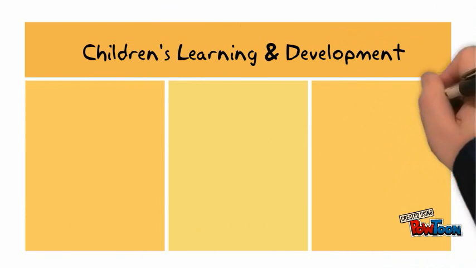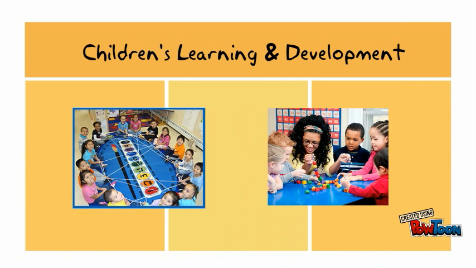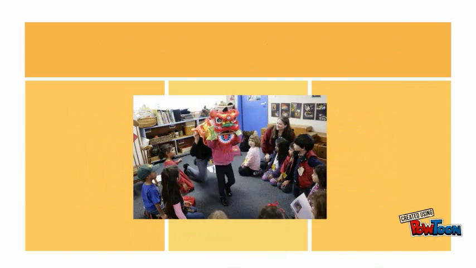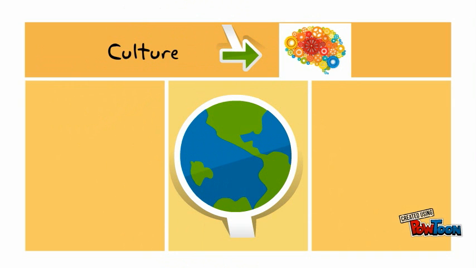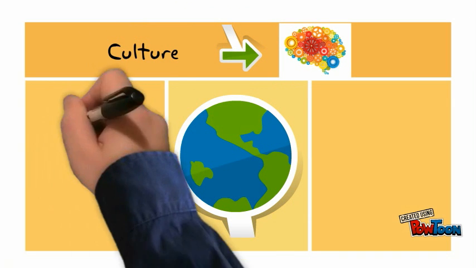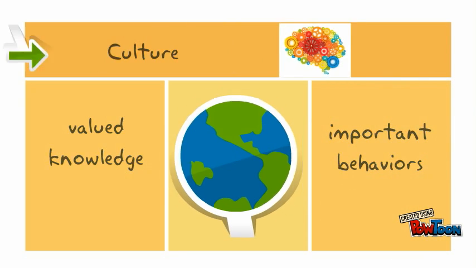In young children, we see stages of learning and development present themselves through the ability to make connections and construct patterns. We also know that culture shapes our interactions with the environment. Culture tells our brains what part of the world to attend to, what types of knowledge we value, and what kinds of behavior are learned to be important in various circumstances.